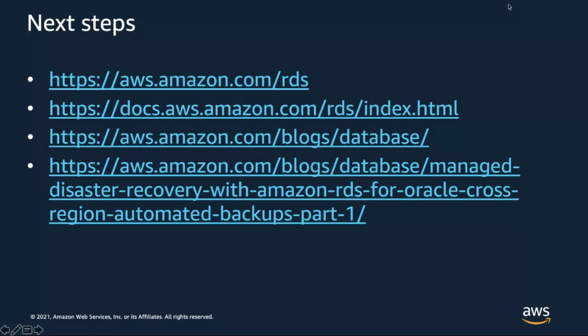Finally, we really recommend you take a look at our database blog, where our experts have written great articles on how to use these capabilities for your specific use cases, including the two-part blog series we wrote on managed disaster recovery with Amazon RDS for Oracle cross-region automated backups that covers the material we've talked about today.